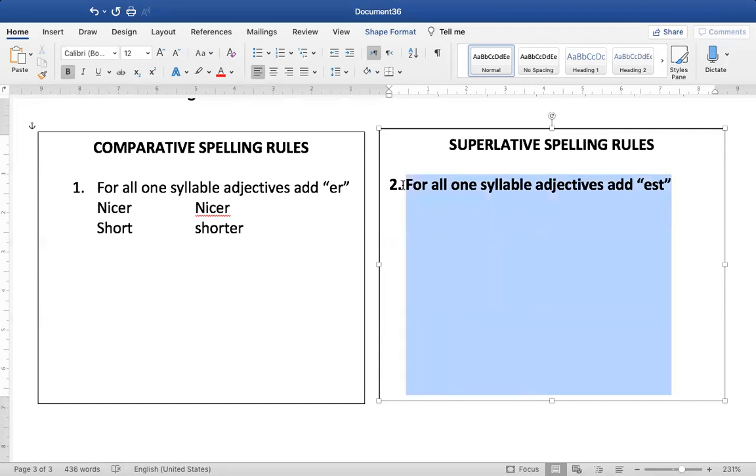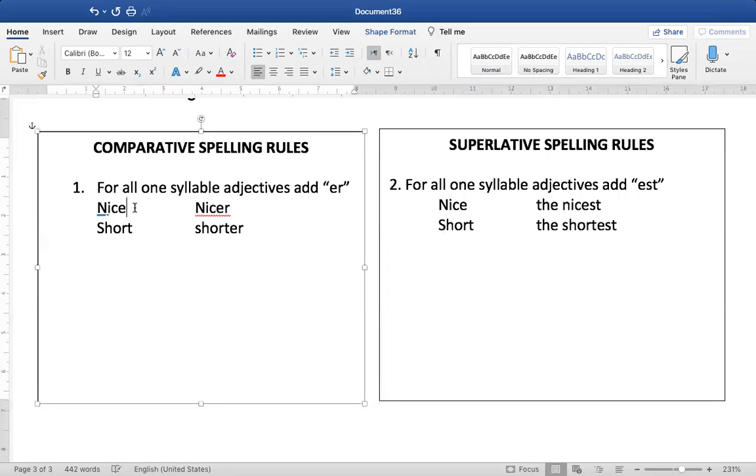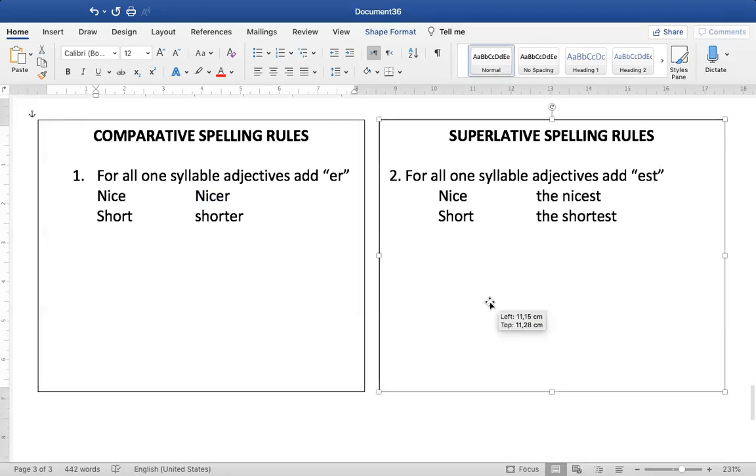As we said, for the two adjectives in comparative, we said nice, nicer, but in superlative, nice will become the nicest. And short becomes the shortest. I would like to remind everybody that nice is the positive adjective, nicer is the comparative form, and the nicest is going to be the superlative form of adjective.